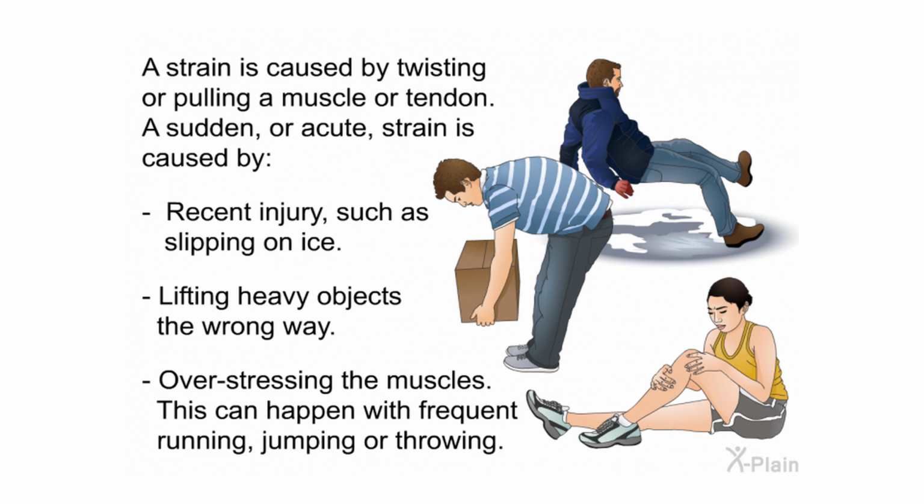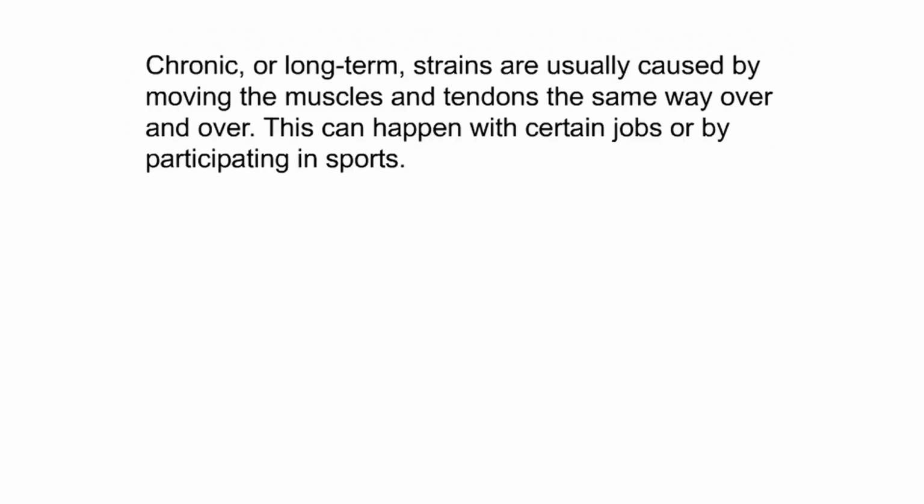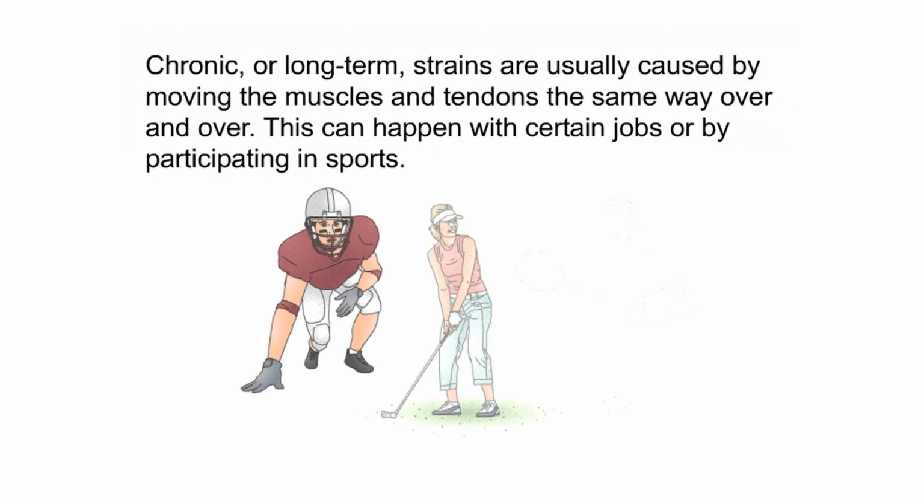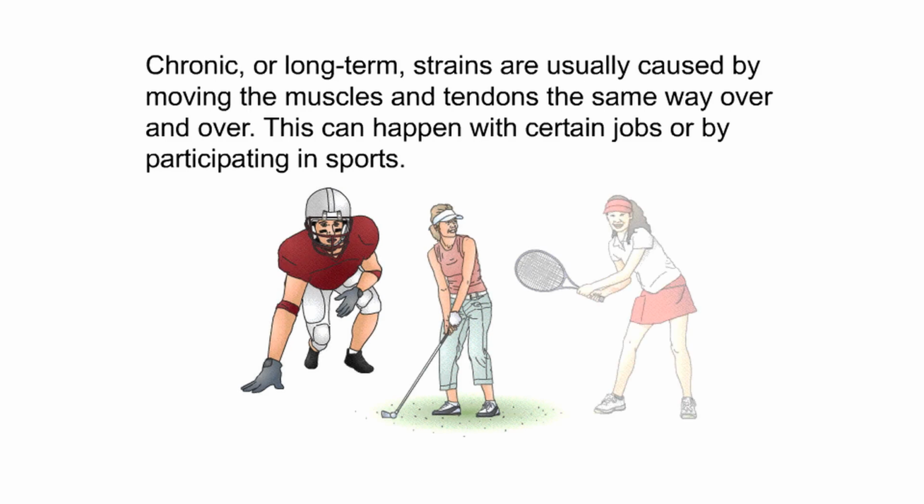A strain is caused by twisting or pulling a muscle or tendon. A sudden or acute strain is caused by a recent injury, such as slipping on ice, lifting heavy objects the wrong way, overstressing the muscles. This can happen with frequent running, jumping, or throwing. Chronic or long-term strains are usually caused by moving the muscles and tendons the same way over and over. This can happen with certain jobs or by participating in sports.